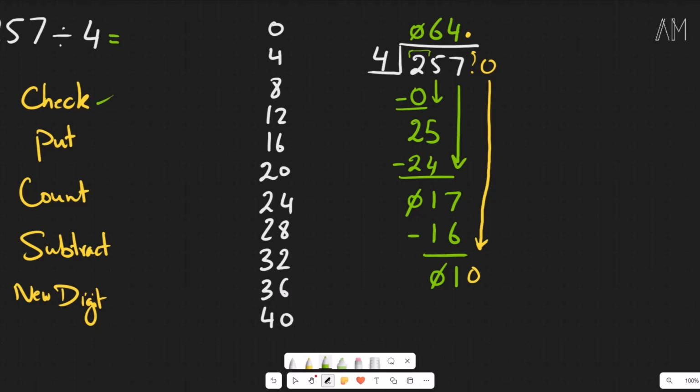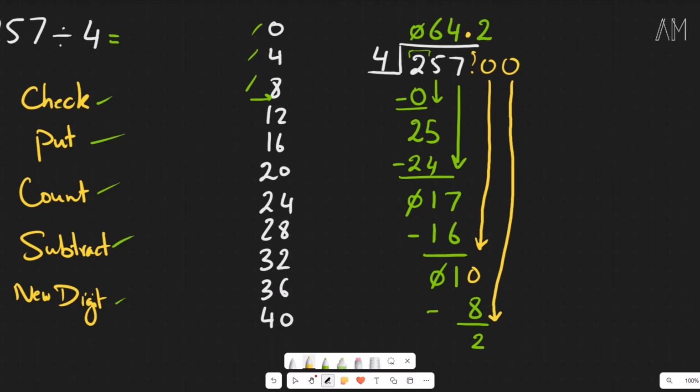So again, let's check. The 10 is actually between 8 and 12. I'm gonna choose 8 because it's the smallest. So I'm gonna put the 8, count till 8: 0, 1, 2. I'll put it in the quotient. Subtract 10 minus 8, that's 2. And then a new digit will come down. I don't have anything. Well, actually, I have another 0. So let's drop it down. There we go. I will have 20 in this case.